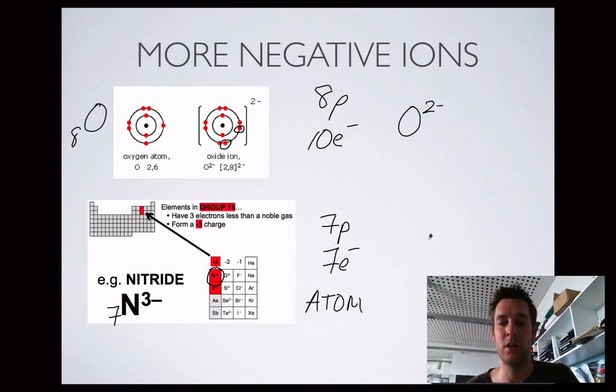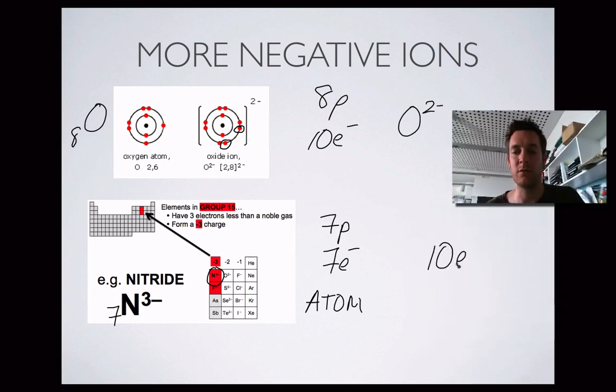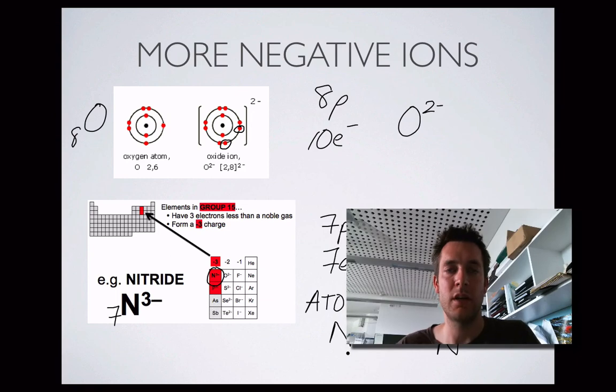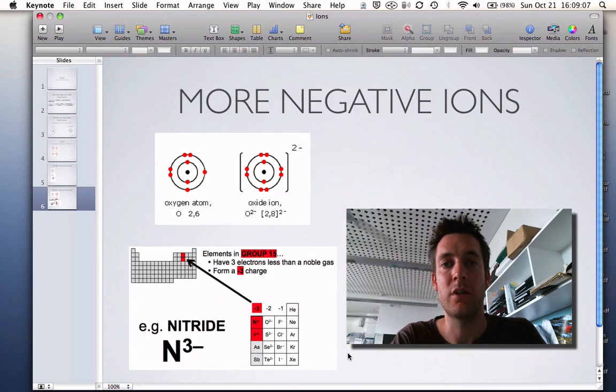Okay, so a nitrogen atom has equal numbers of both. It's neutral. But this nitride ion has got a 3- charge, so it must have 10 electrons. It must have gained 3. Okay, because it's got 3 more negative charges than positives. So here's the ion, and we can write the symbol of the ion as N³⁻, whereas the symbol of the atom must be N.